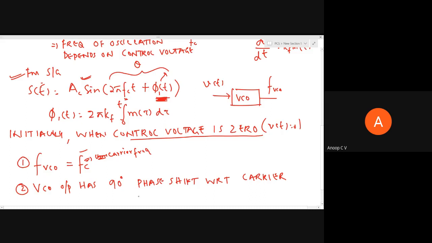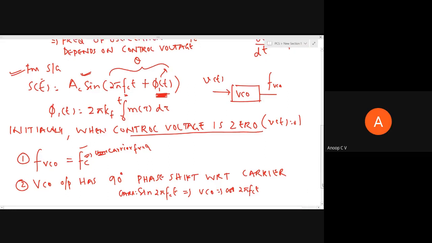Which means if the carrier is sine 2 pi FCT, then the VCO output should be cos 2 pi FCT. That is, there is a 90-degree phase shift. Are you able to read what I am writing? Yes, sir. Okay, fine.